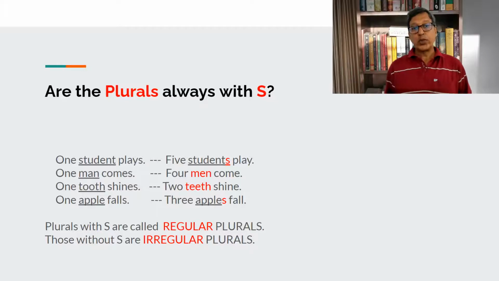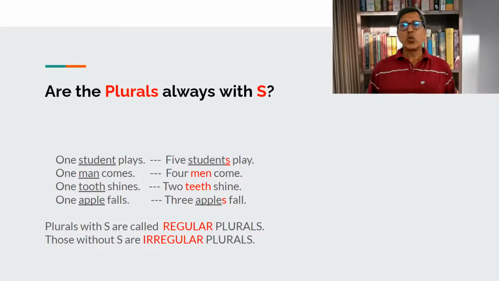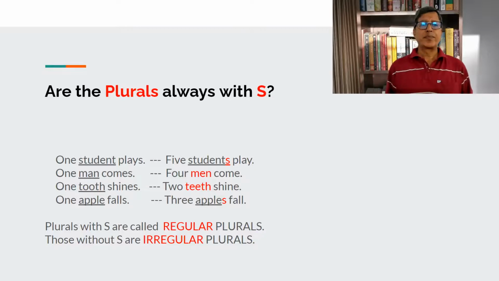One apple falls, 3 apples fall. So I've got 2 such nouns which change with the help of S to plural. They are student and apple, while the other 2, man and tooth, change and follow other rules. So what are they called? Plurals with S are called regular plurals, and those without S are called irregular plurals.